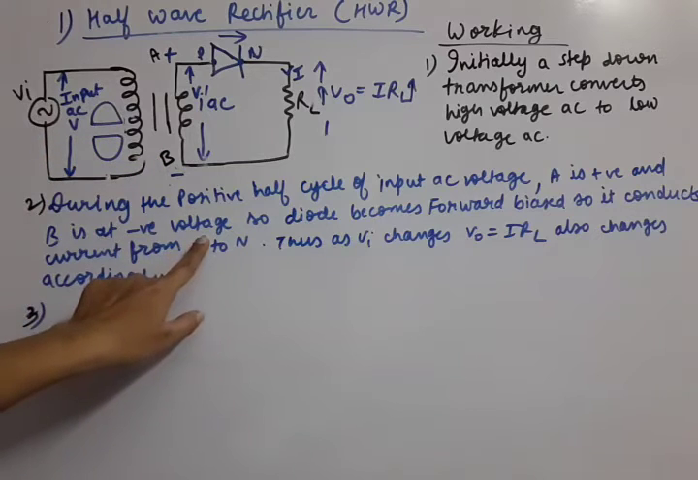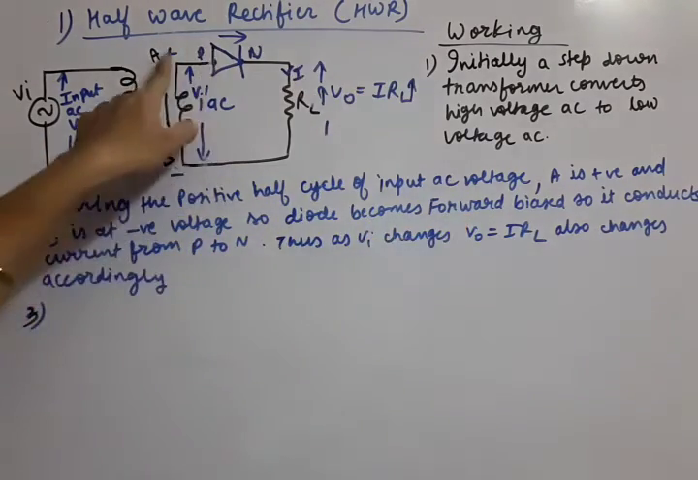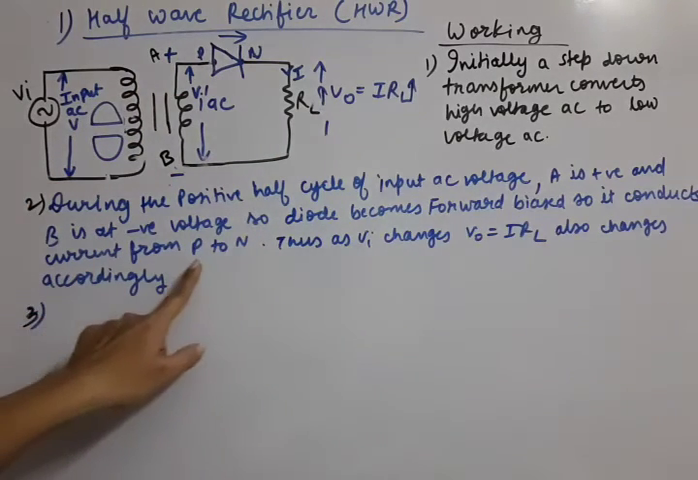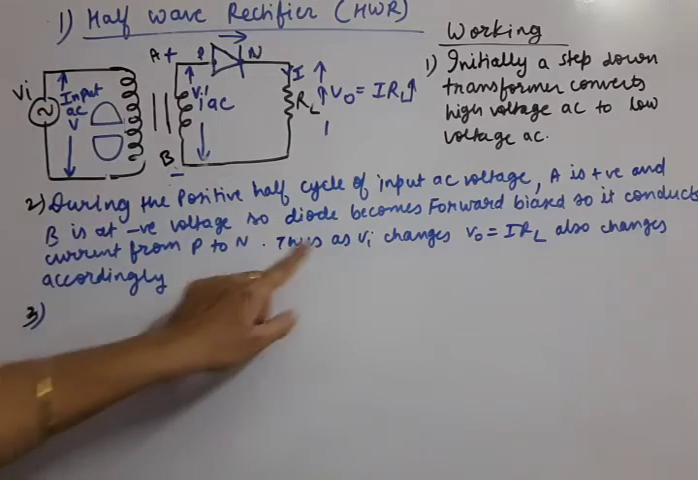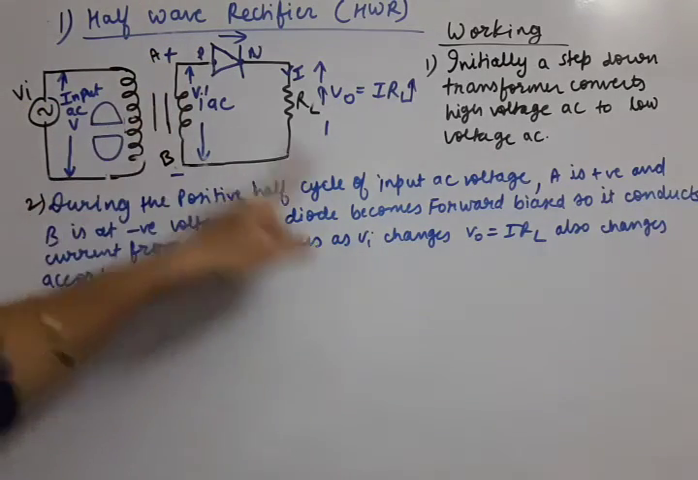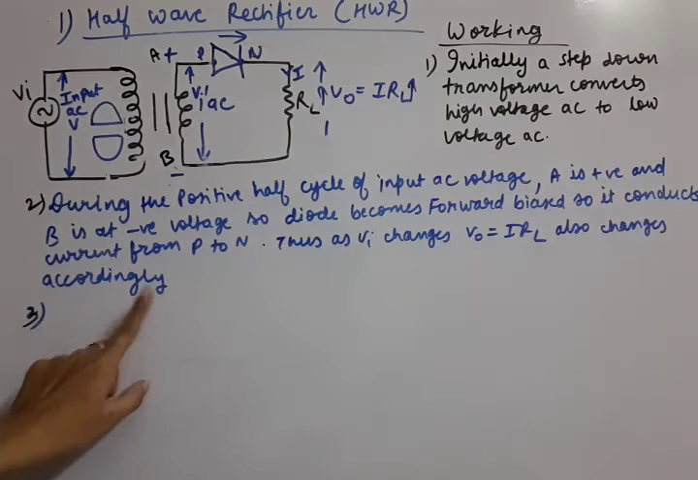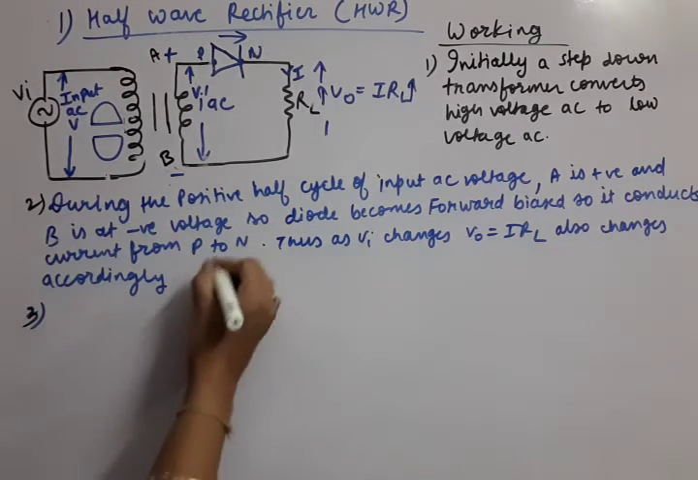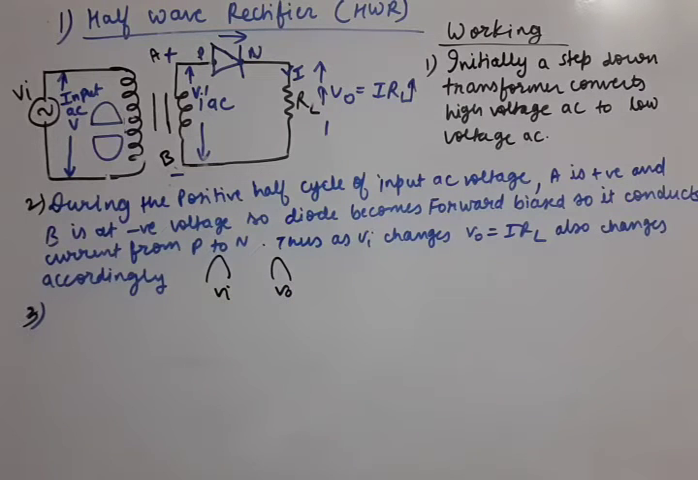This we should write. So the diode is forward biased because P is connected to positive, N is connected to negative. So it conducts current from P to N. Always the diode conducts current from P to N. Thus as Vi changes, Vo equal to I RL also changes accordingly. So that's why a pulse of the same shape comes. Of this same Vi shape, Vo also comes. Now let us write about the negative cycle.